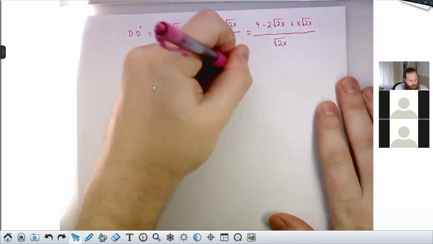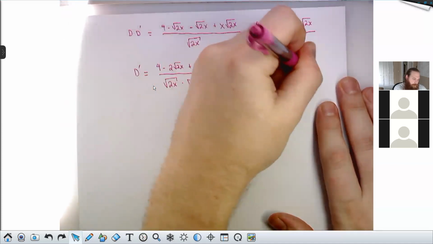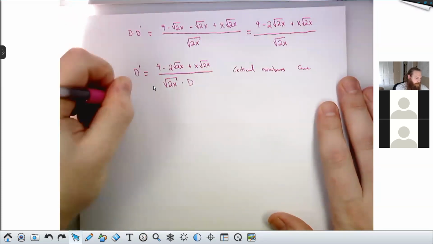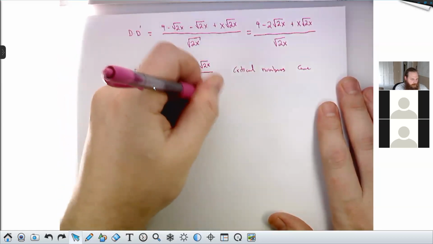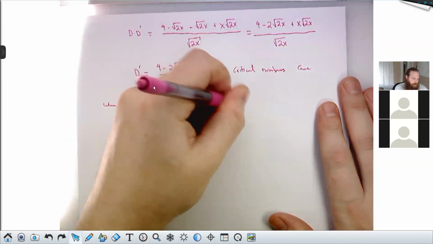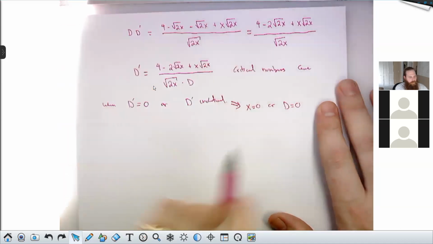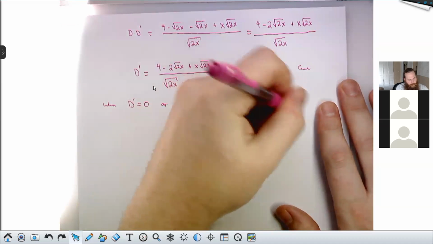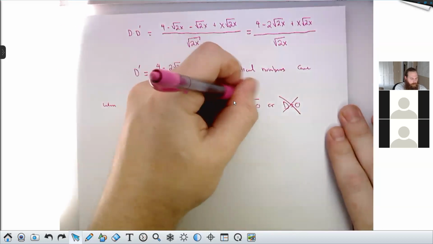So critical numbers come when d prime equals 0 or d prime is undefined. D prime is undefined when x is 0 or d is 0. D is never 0, so we don't need to worry about this. We know that that curve does not go through the point 1, 4. It's undefined when x is 0, so we have to hold on to that. That is a critical number.